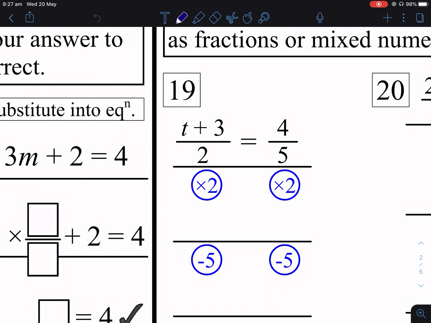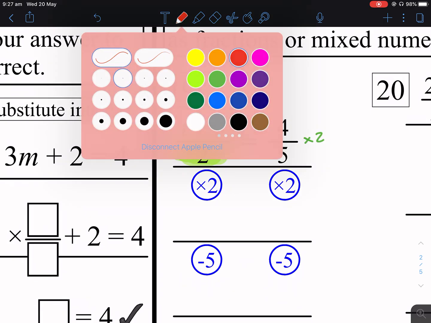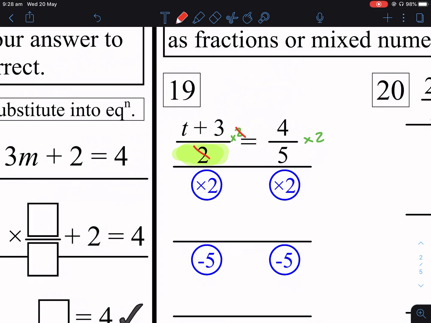The most important thing is to get rid of whatever's on the bottom of this fraction first. We can do that by timesing both sides by 2. If I times this one by 2 and this one by 2, then these 2's cancel out. I'm literally just left with t plus 3.